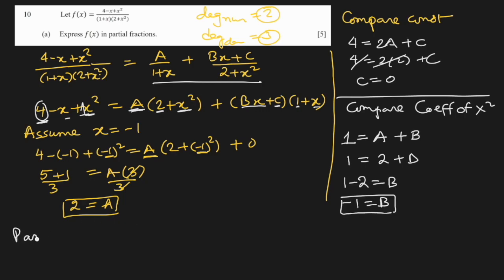So finally our partial fraction is a, 2 over 1 plus x, plus b, not plus, minus, it's minus 1, minus 1 over 2 plus, rather minus 1x, minus x, right? And there is no c, c is equal to 0. So this becomes the partial fraction.